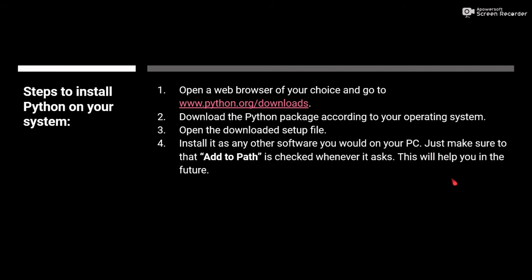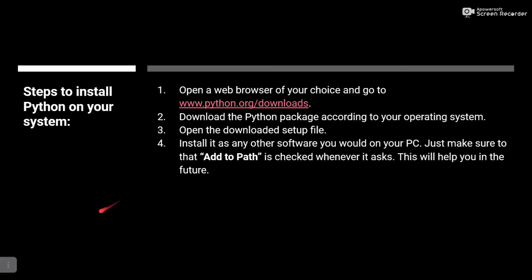During installation, just make sure whenever this option comes in, add to path, it is checked or ticked. It will really help you in the future. If it is not checked, you will get trouble in the future working with Python in some aspects. So please make sure this is checked. I will probably explain what it is in some later episodes or tutorials, but just make sure it's checked for now. And just install it as any other software you would on your PC, and you are done. Python is right on your system.